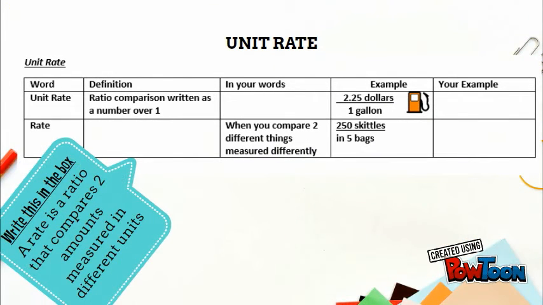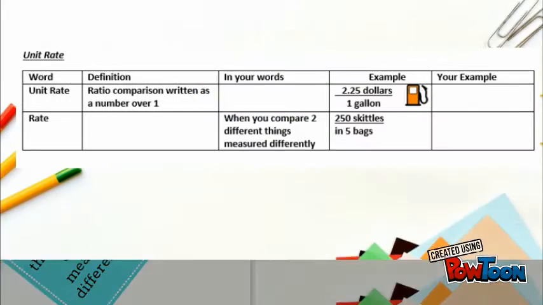A unit rate is a ratio comparison written as a number over 1. Put that in your own words in your notes. Look at our example and create your own. A rate is a ratio that compares 2 amounts measured in different units. My words, when you compare 2 different things, measured differently, like 250 Skittles and 5 bags.